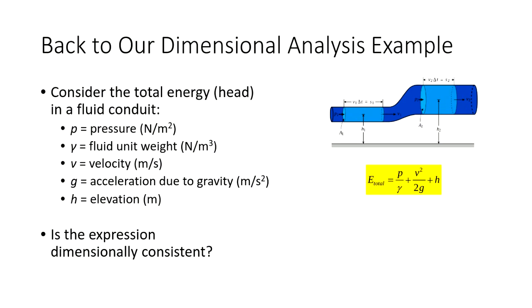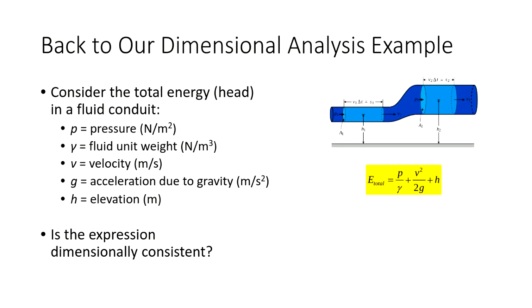We have the fluid unit weight, so that's how heavy the fluid is per unit volume, and we express that in Newtons per cubic meter. Then we have the fluid velocity in meters per second. We have the acceleration due to gravity, in meters per square second. And then we have the elevation, which is just in meters. And I want to do a quick dimensional analysis to see whether or not this expression is dimensionally consistent.